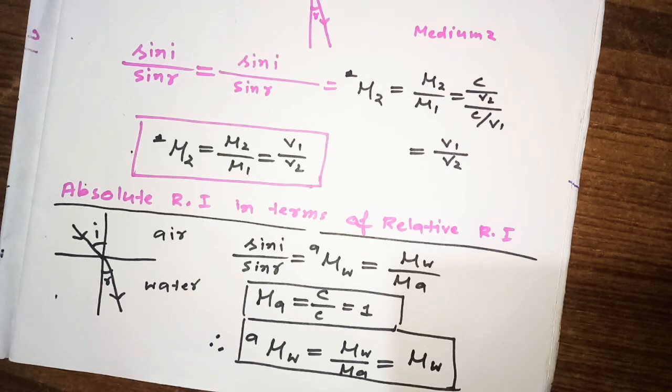Now what is the absolute refractive index of air? We know that refractive index of a medium is nothing but the ratio of speed of light in air divided by speed of light in that medium, and here the medium is air itself, so μa is nothing but speed of light in air divided by speed of light in air again, so it will give you 1. So the relative refractive index of water with respect to air will simply give you the absolute refractive index of water.